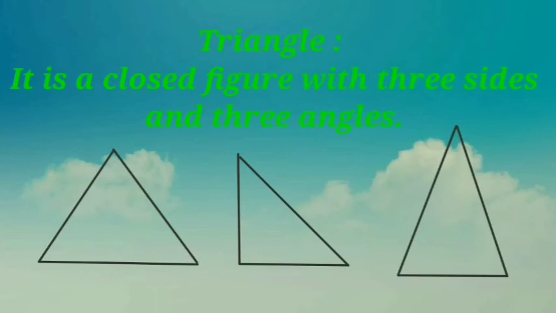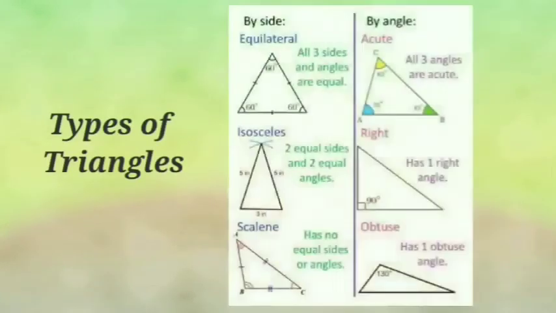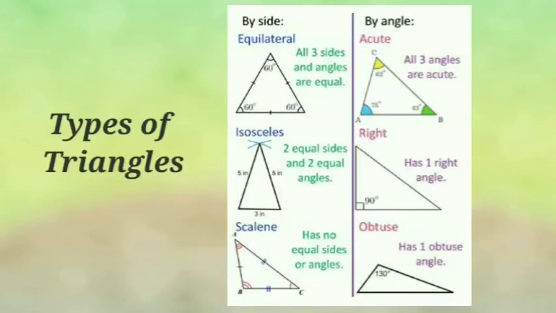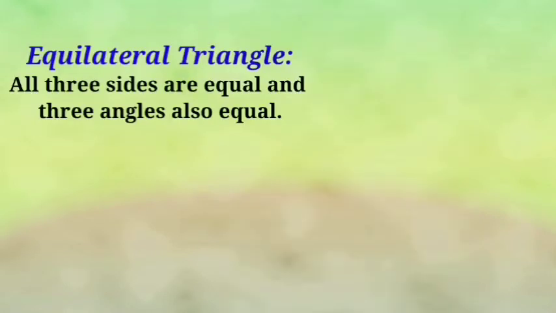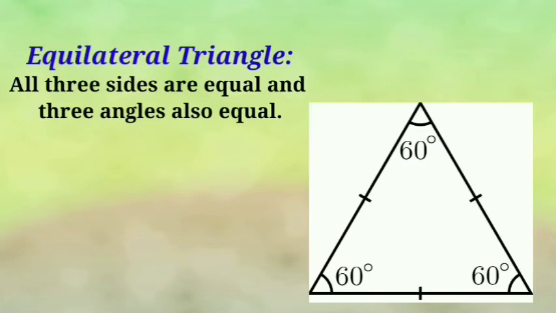Meaning of triangle. Triangle is a closed figure with 3 sides and 3 angles. Next concept is types of triangles. Here we can divide the triangles into 2 categories. One is by sides and the other one is by angles. In that, the first triangle is the equilateral triangle. In an equilateral triangle, all 3 sides are equal and the 3 angles are also equal to each other.